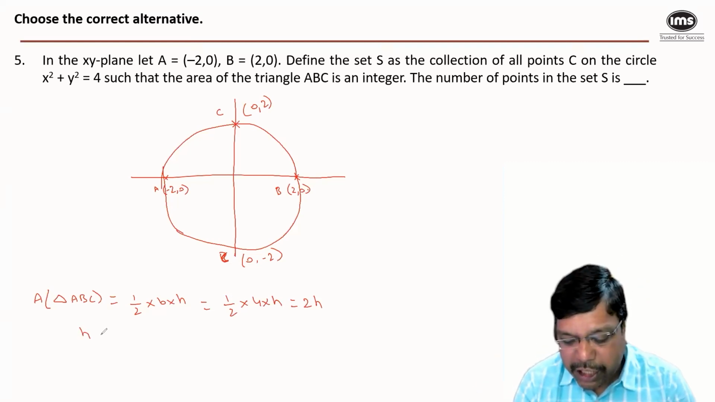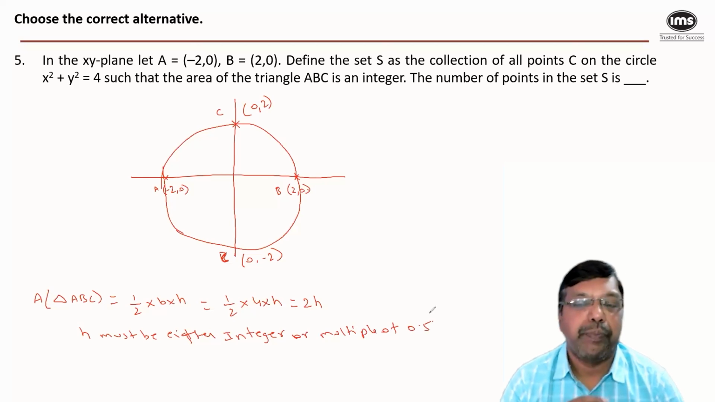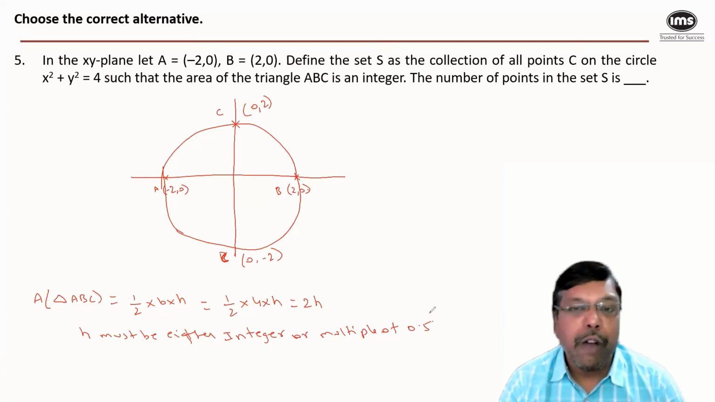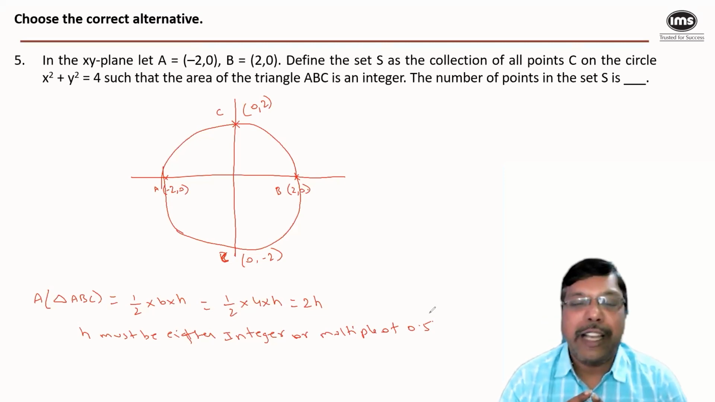it means h must be either integer or multiple of 0.5. So if it is a multiple of 0.5, since I have 2 into h, the result will definitely be an integer.